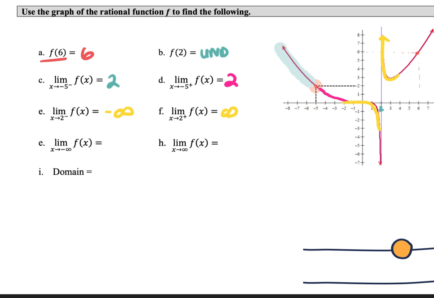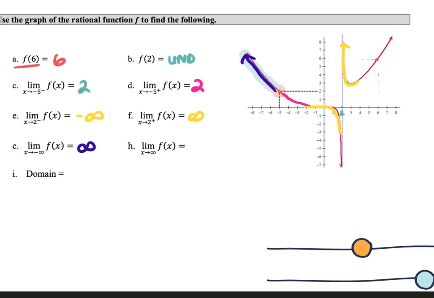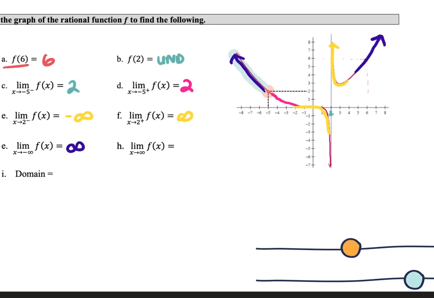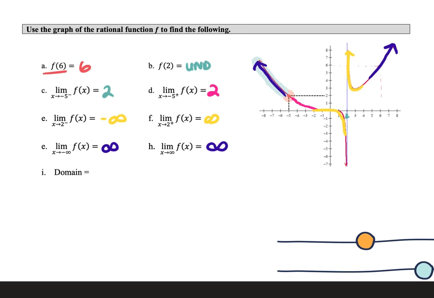And as x goes to negative infinity, now we're describing our end behavior. As it's going to negative infinity, what's happening to the y's? Positive infinity. As it goes to positive infinity, what's happening to the y's? Positive infinity. Now let's describe the domain of this function.